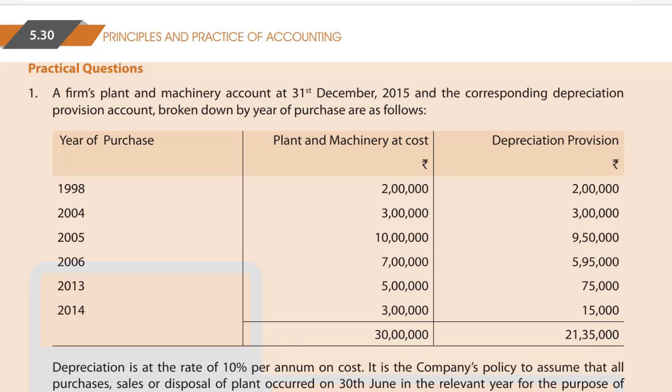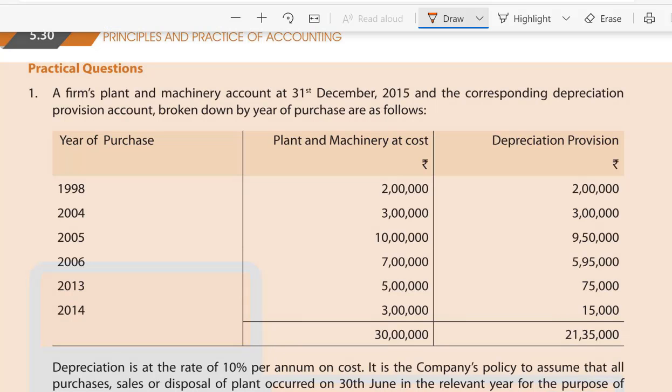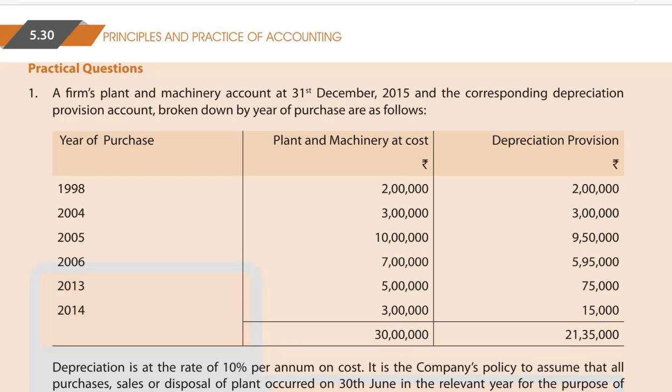The first practical question. A firm's plant and machinery account at 31st December 2015 and the corresponding depreciation provision account, broken down by year of purchase, are as follows. Year of purchase is given over here, 1998 to 2014.